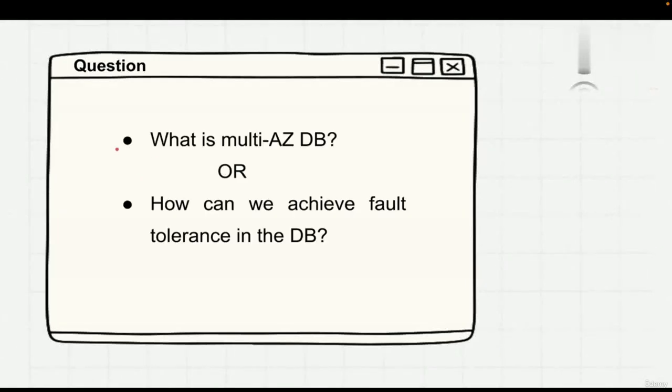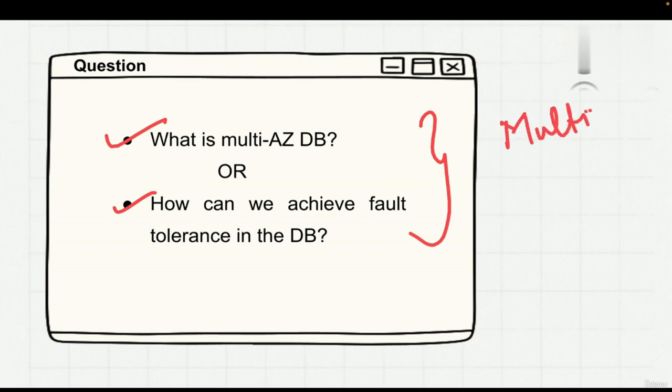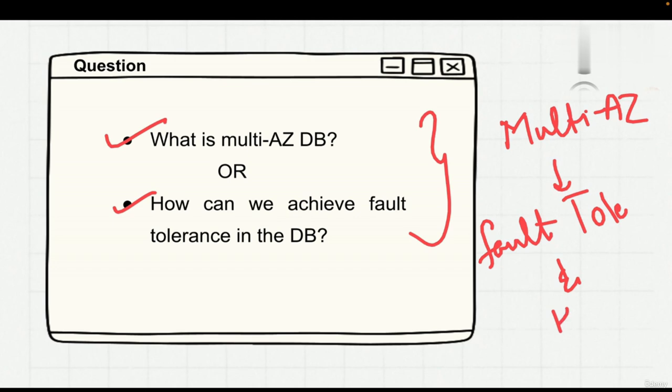The question goes: what is a multi-AZ database and how can we achieve fault tolerance in the database? This is also one of the key concepts of multi-AZ. It helps in achieving fault tolerance and high availability with the requirement. This is very important when we are working at the production level.